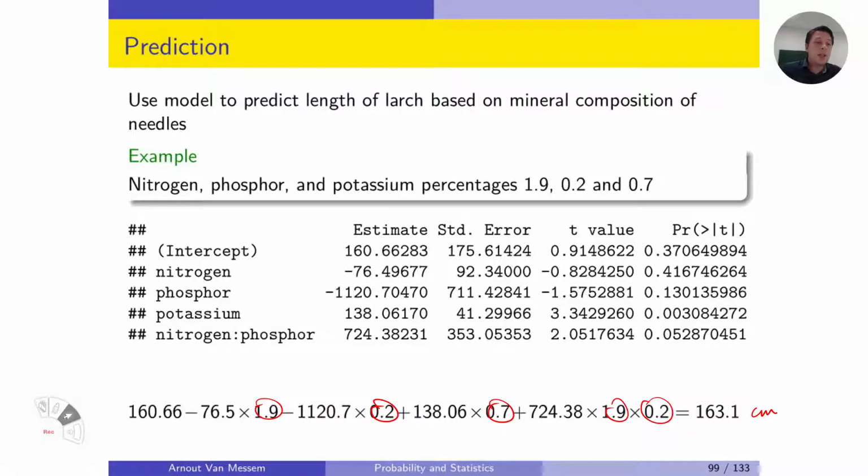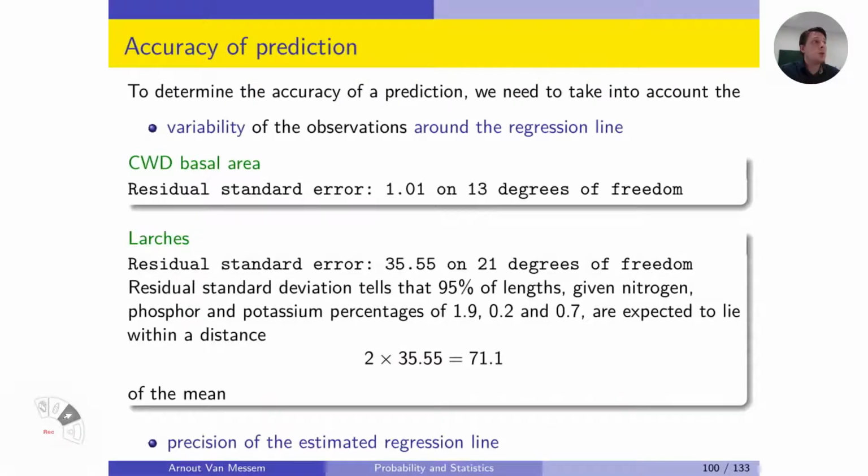The question here, the real question is, how accurate is this prediction? So we have the model, we make a prediction, but is it also a good prediction? Is it a very accurate estimation of the true average length? For this, we have to take into account the variability in the model.